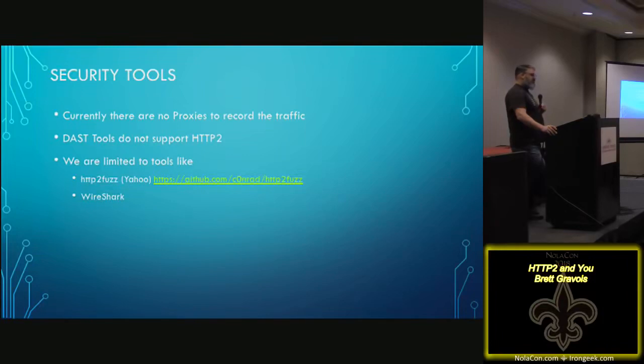So if you had a pure HTTP2 site, and if you're anything like me and you want to test a site on everything that it uses, you really couldn't do that. If you're asking, is my WAF blocking this? You can check on 1.1, but you can't check on 2 because your DAST tool doesn't support it. So how are you going to see if your WAF is blocking it? Basically we're limited to tools that people have put out there.